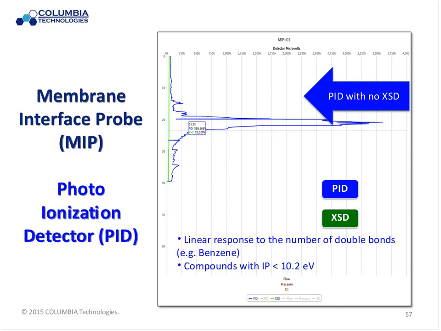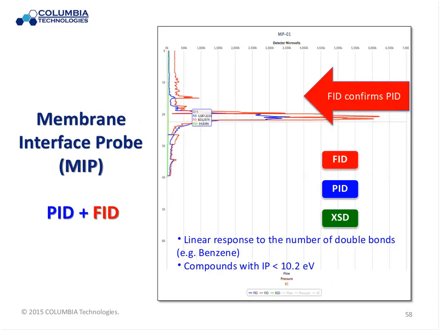Switch over. Now I've got a PID response, no XSD response here. So now I know I'm looking at double bonds, and I get my FID response to confirm that. So now I know that compound on that side at 20 meters is very definitely a petroleum compound without any chlorinated response.